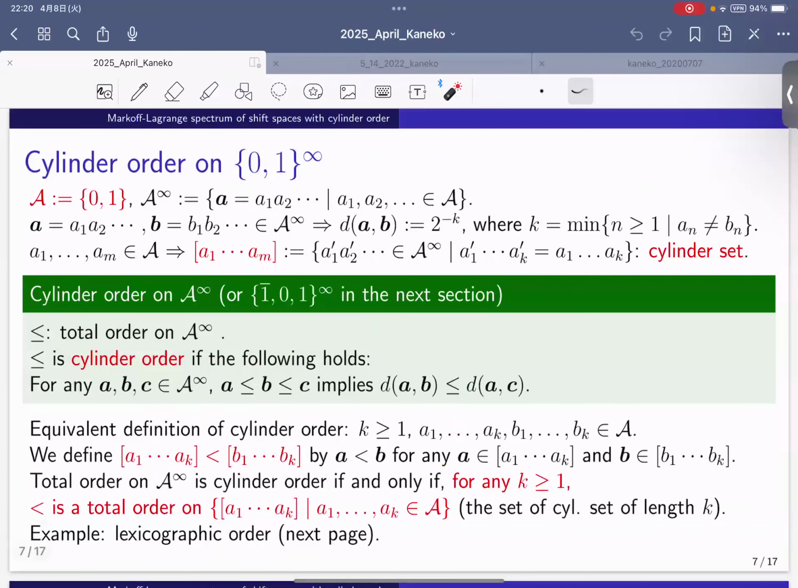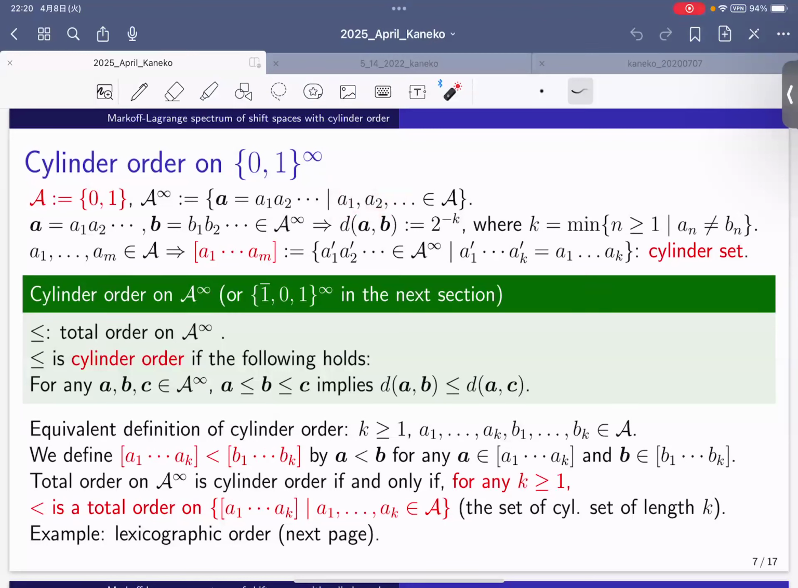In what follows, I would like to talk about the Markoff-Lagrange spectrum of one-sided sequences. So now I would like to introduce a certain order on {0,1}^infinity. Here, the alphabet is {0,1}, and A to the infinity is the set of one-sided sequences A1, A2, and so on, each being 0 or 1.